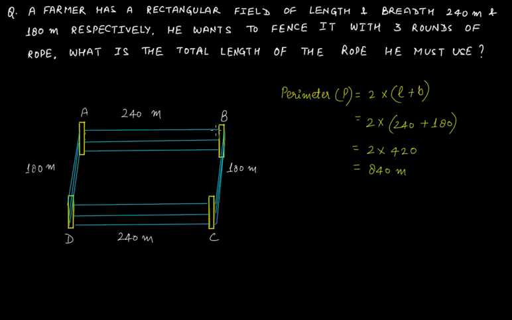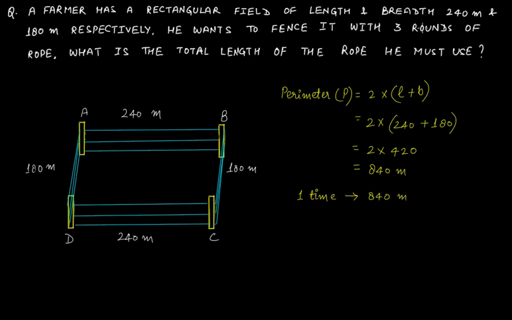So if the perimeter is 860 meter, this is the perimeter that tells you the distance covered by taking 1 round of this rectangular field, and that will tell you the length of the rope used in fencing only 1 time. So for one time, the length of the rope is 860 meter.